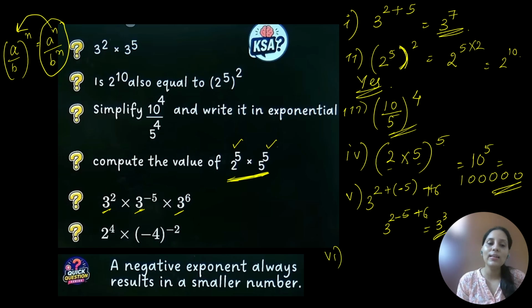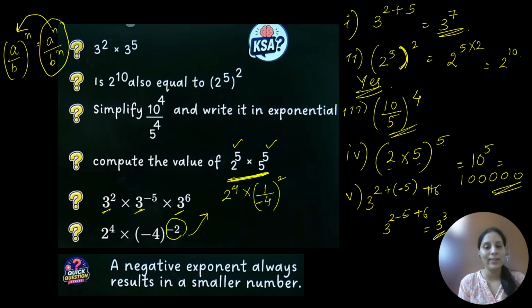Now, sixth one is 2 power 4 into, now here we have a negative power. What do I do when I have a negative power? We convert into positive first. So can I write this as, okay, let me do it here because I think there's no space. So 2 power 4 into, I will reciprocate my base. 1 by minus 4 whole square.